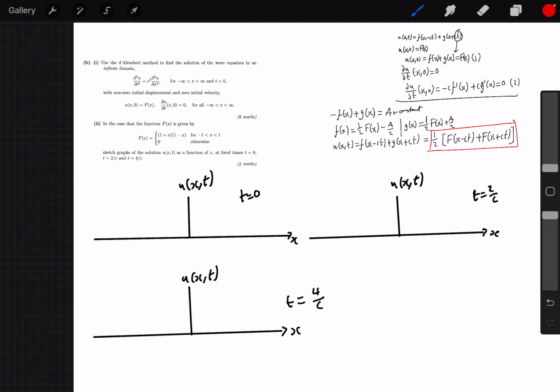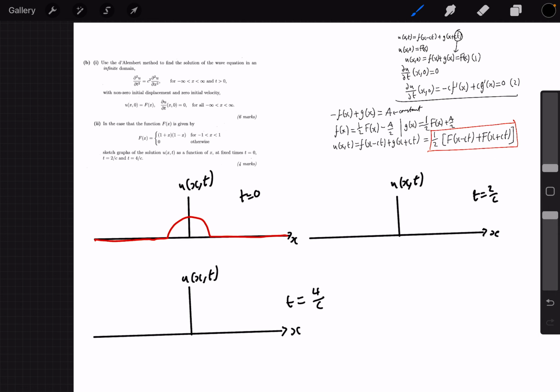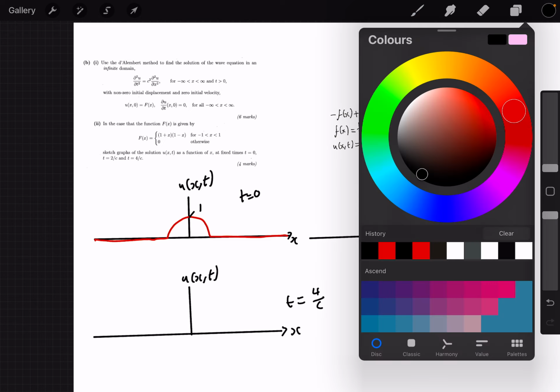Okay, now let's think about it. When t equals 0, what would the graph look like? Well, it would look like this with a lump in the middle. And why is that? Well, if we think about it, the ct term cannot equal anything. And we find out that u(x,t) equals 1 at 0. And then that's it. Okay, on to the next one.